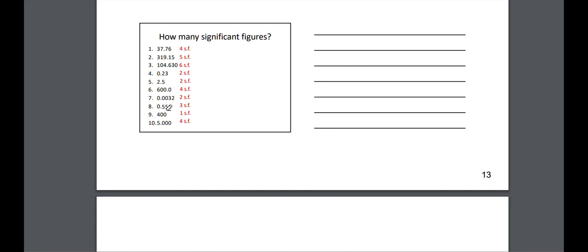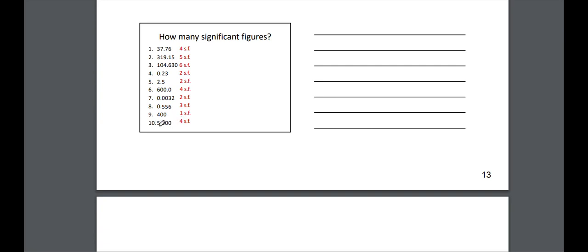0.556, this will count as 3 significant figures, right? Because the 0 here to the left will not be counted as significant figures. This one here, the 400, right? The zeros are trailing, so this will be counted as 1 significant figure because the zeros will not count as significant figures.